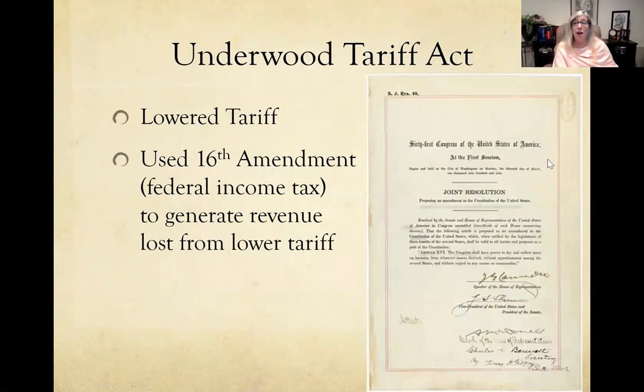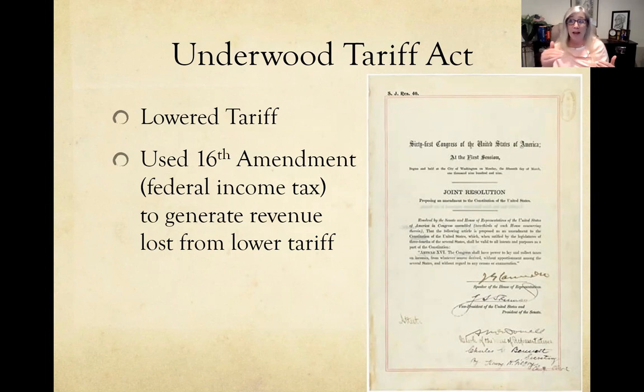So he passes the Underwood tariff, which keeps the tariff, but lowers it to a level that the Republicans in the Payne-Aldrich Act didn't like. And he also is going to create that income tax using the amendment process, the 16th Amendment, to generate revenue. So if he's lowering the tariff, you've still got to have money coming in, right? Tariff is tax money to pay for programs in the United States.